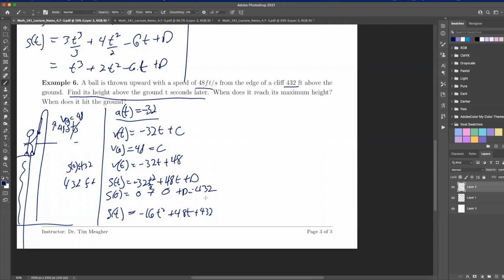So now I want to answer 2 questions. Let's answer these 2 questions and give myself plenty of room. When does it reach its maximum height? So what am I looking for? I want to optimize this, right? In order to optimize this, I find its derivative. Well, guess what? We know the derivative. It's right here, right? We already know it. We don't have to solve for it.